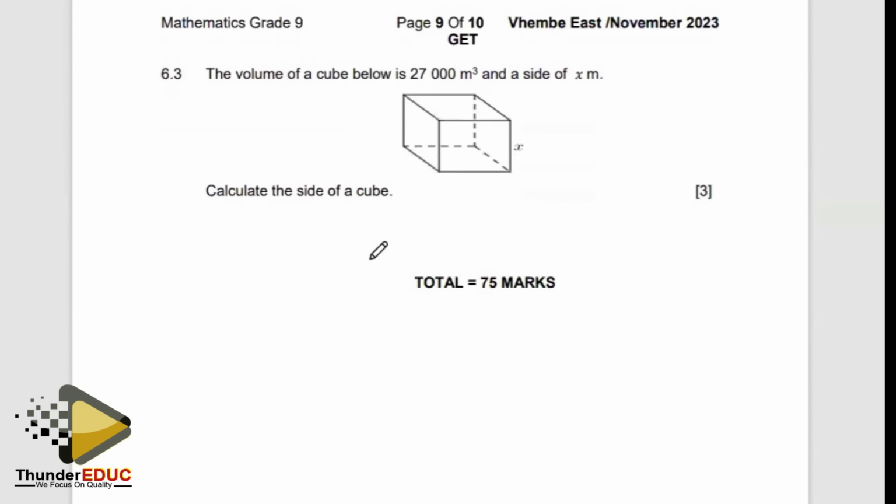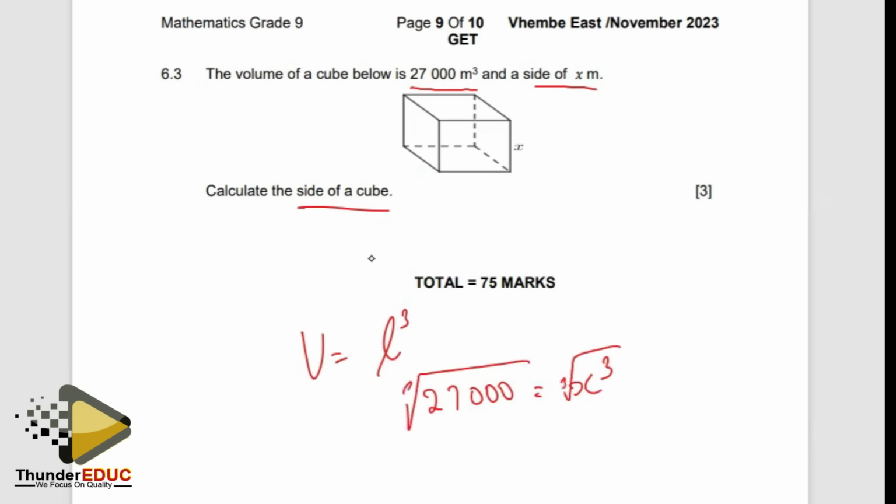Then lastly, 6.3, they're telling us that the volume of a cube is this much, and it's having a side x. Calculate the length of the side. So volume of a cube is L cubed. So 27,000 is equal to x cubed. For us to get the value of x, you must find the cube root. So the cube root of 27,000 is going to be 13. That's what the question wanted.